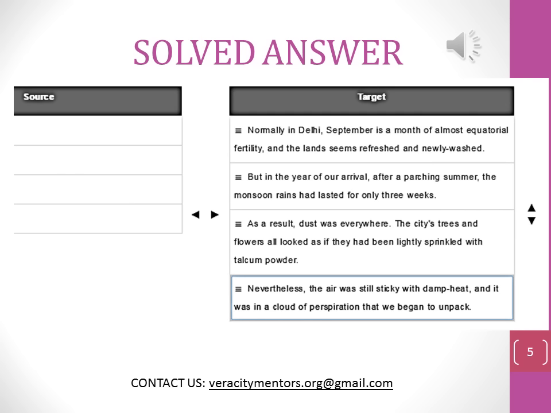Normally in Delhi, September is a month of almost equatorial fertility, but in the year of our arrival, the monsoon rains had lasted only 3 weeks. As a result, dust was everywhere. Nevertheless, it was in a cloud of perspiration that we began to unpack.